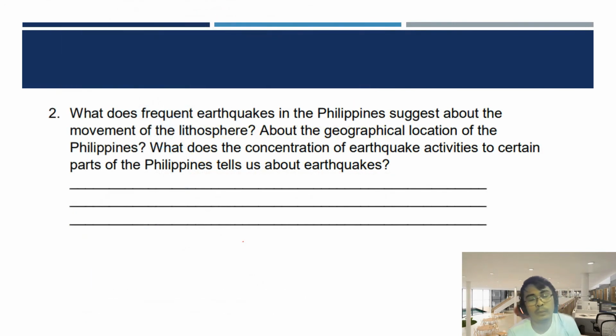And then, what does frequent earthquakes in the Philippines suggest about the movement of the lithosphere? Ano ba yung sinasuggest nito? Yung paggalaw ng mga plates sa atin, or sa paggalaw ng mga lithosphere, kung paano nangyayari yung earthquake madalas sa Pilipinas. And about the geographical location of the Philippines, saan ba talaga makikita yung Pilipinas? May kinalaman ba yung mga nangyayaring earthquake kung saan tayo matatagpuan? And then what does the concentration of earthquake activities to certain parts of the Philippines tell us about earthquakes? Okay? You need to answer that.